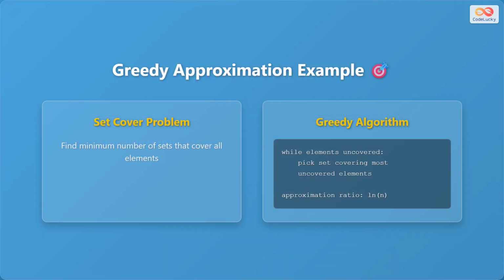Let's consider an example where a greedy algorithm is used. Take the set cover problem. Given a universe of elements and a collection of sets, where each set contains some of these elements, the problem is to find the smallest number of sets whose union covers all the elements in the universe. A greedy algorithm for this problem works as follows. While there are still uncovered elements, pick the set that covers the most uncovered elements. This greedy algorithm has an approximation ratio of the natural log of n, written as ln n.